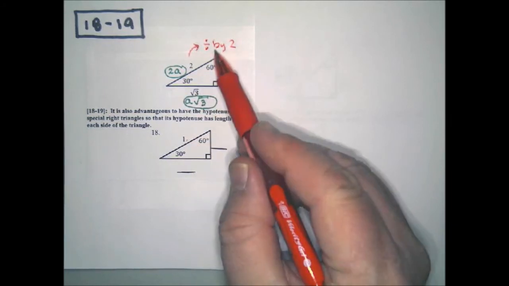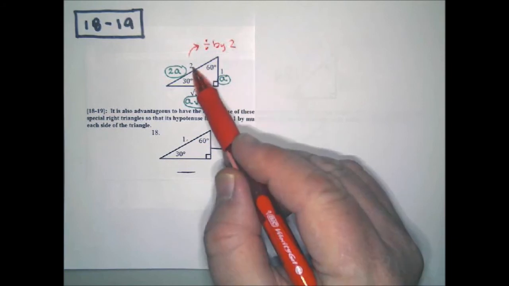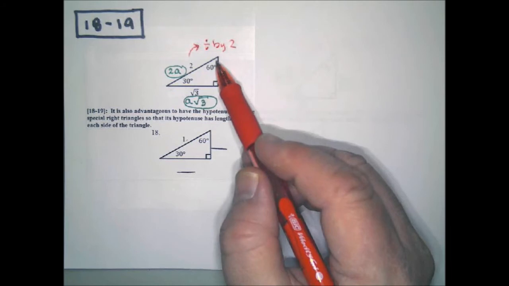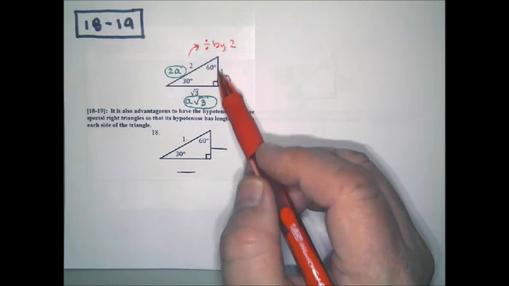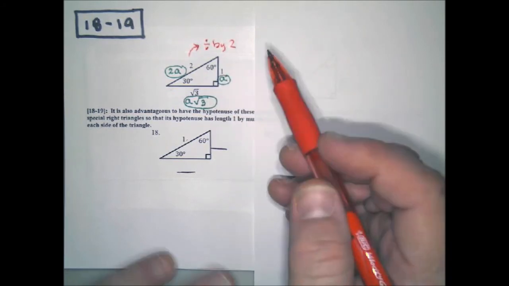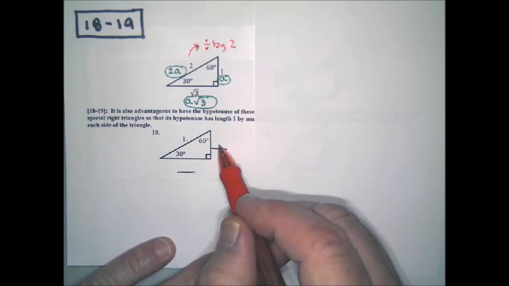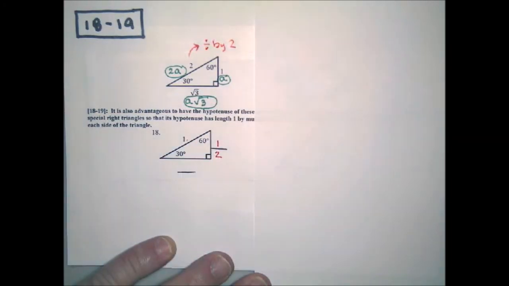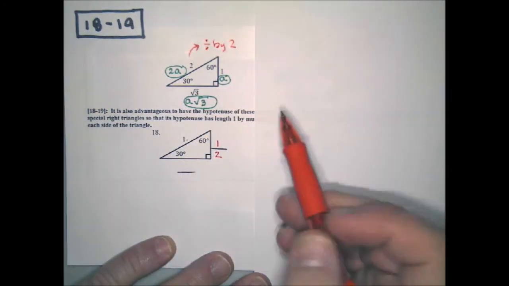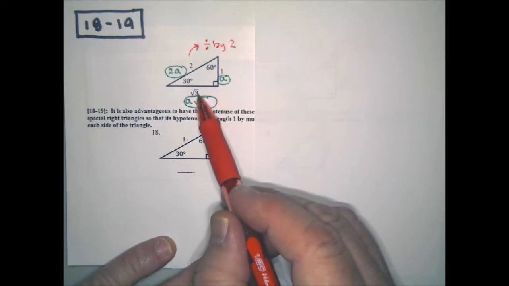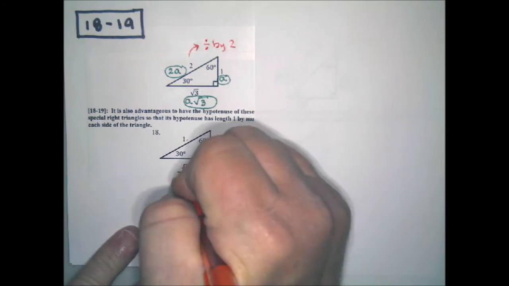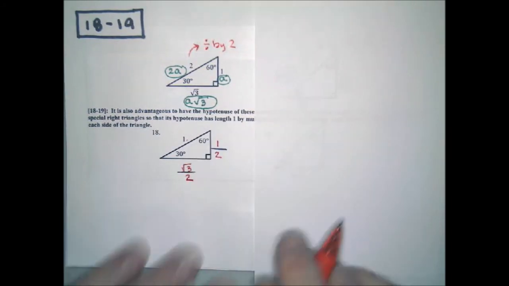Well, the answer is divide by 2. If we do that to one of the three sides of the triangle, we have to do it to all of the three sides. So that would simply make this no longer a 1, it would be 1/2. And it would no longer make this square root 3, it would make it square root 3 over 2.